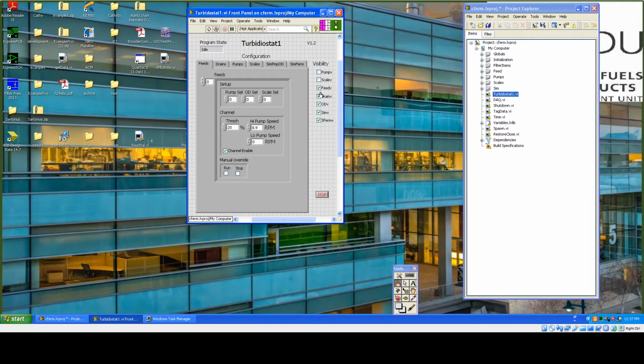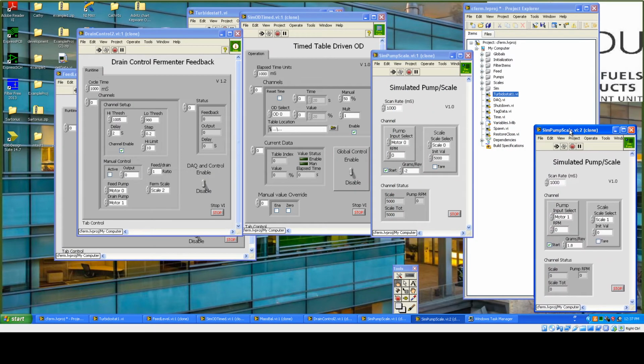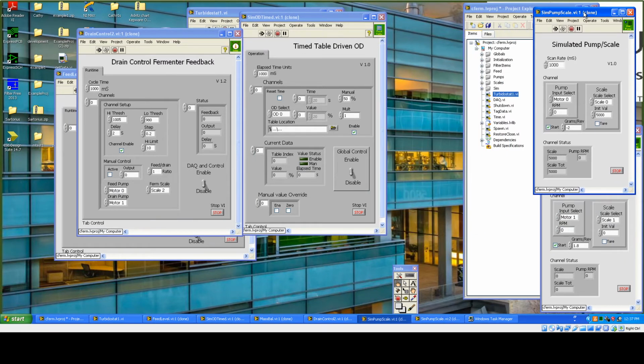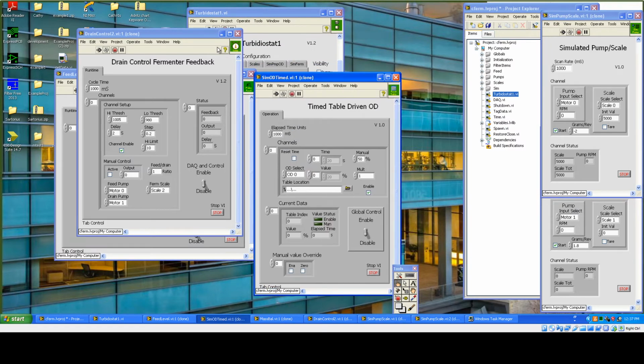Now, what I've done here with visibility is I've turned on the visibility of a bunch of these VIs: the feed, the drain, the OD, the sim pumps and scales, and the simulated fermenter. So let's fire it up. And pretty soon all these windows pop up. Obviously, a lot of these windows wouldn't be here if we were using real hardware, but since everything's simulated, we might as well look at what we're doing here.